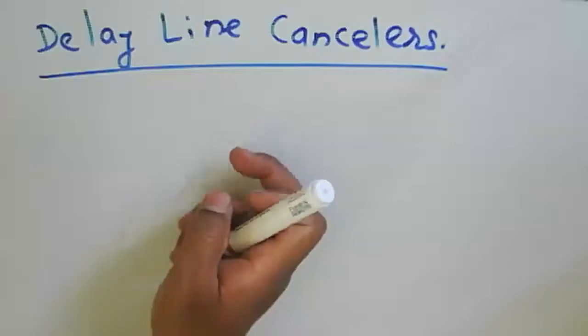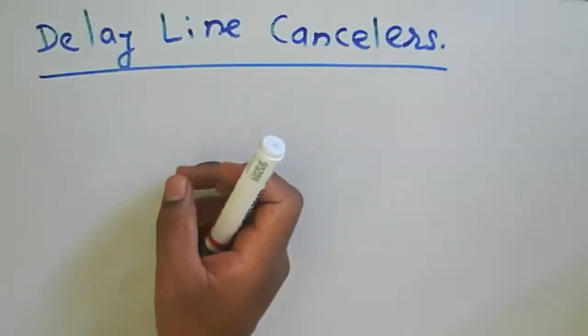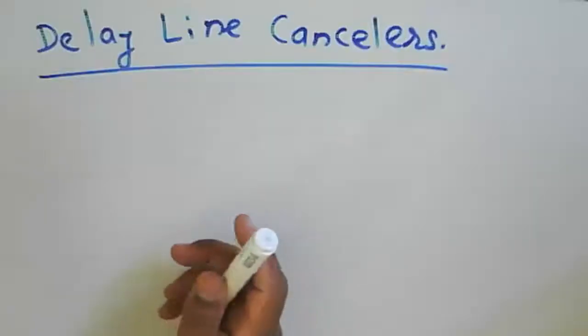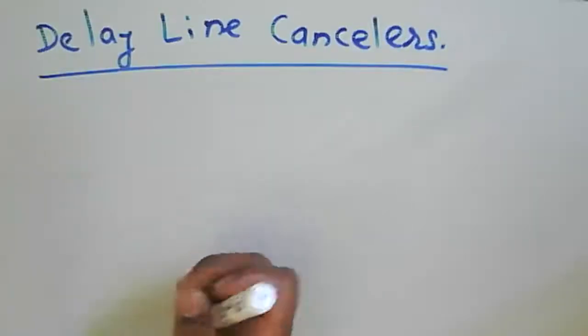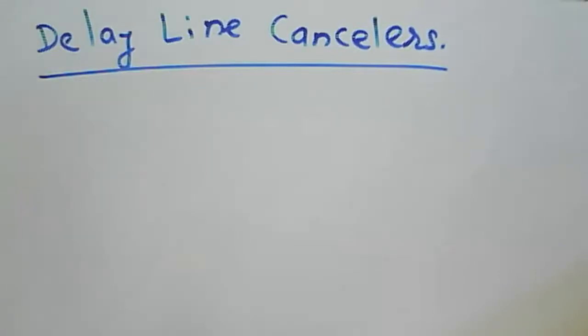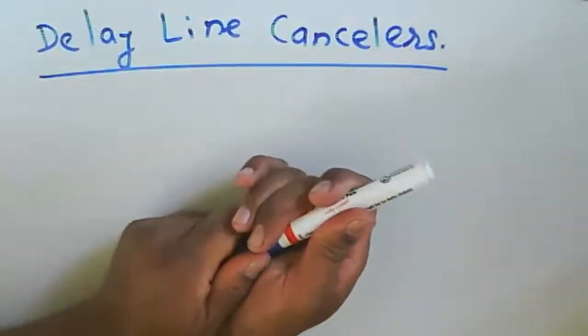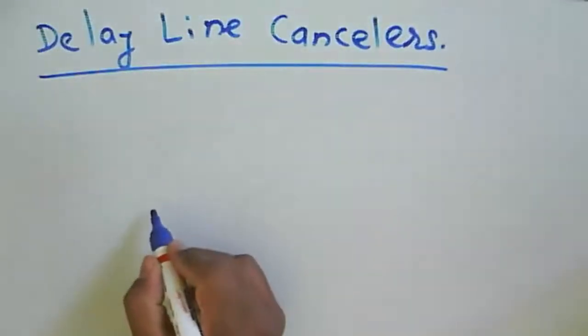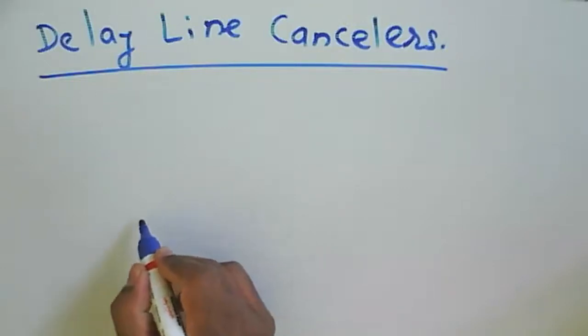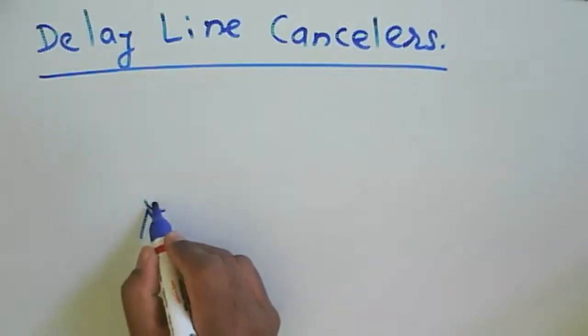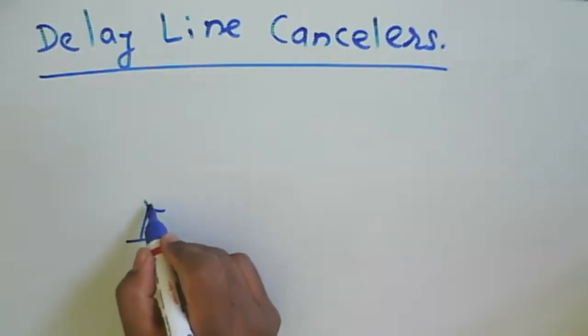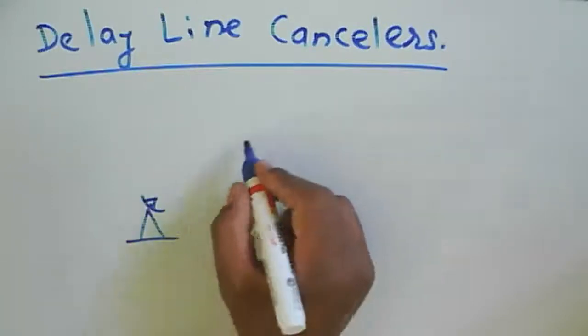Today we will learn about the delay line canceller, and this method is useful for displaying information on display devices. Sometimes, when we are identifying a target, the target is moving, so then it is difficult to identify that particular target.